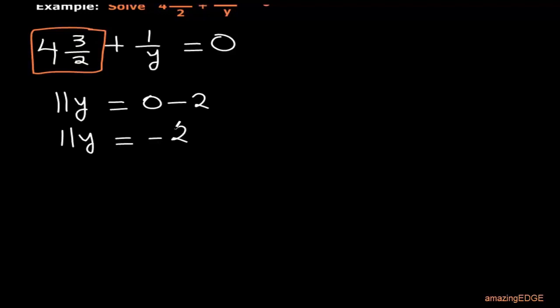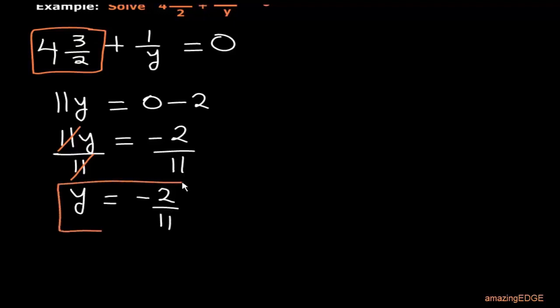But remember we are solving for y. So we divide by the coefficient of y, which is 11. We divide here by 11, we divide here by 11. So here 11 will divide 11y, and you are left with y there. 11 will not divide 2, so we'll leave it in that form. So we now have that y equals minus 2 over 11. And this is actually what we are looking for.